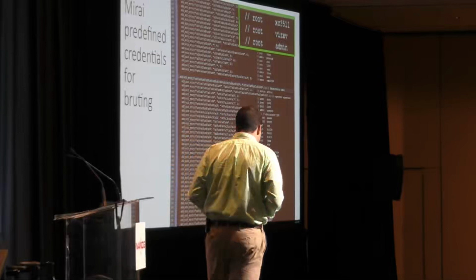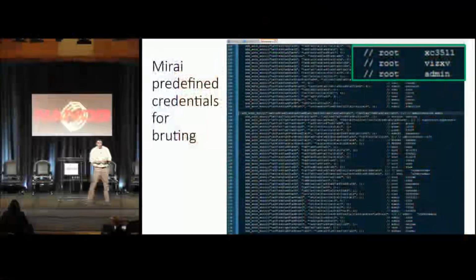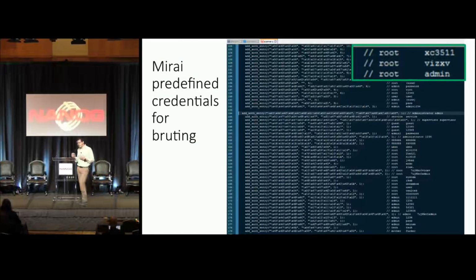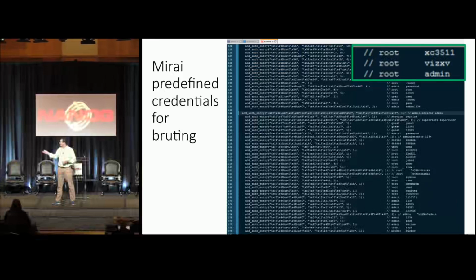I talked about the brute force login attempts that happen. Out of the box, or out of the straight code, which you can download on GitHub, there are 60 default usernames and passwords that are available here. And this is just a blow-up of some of these.